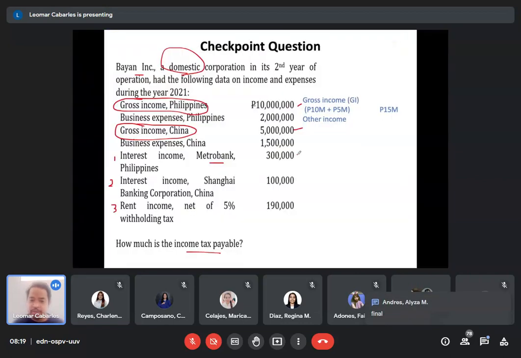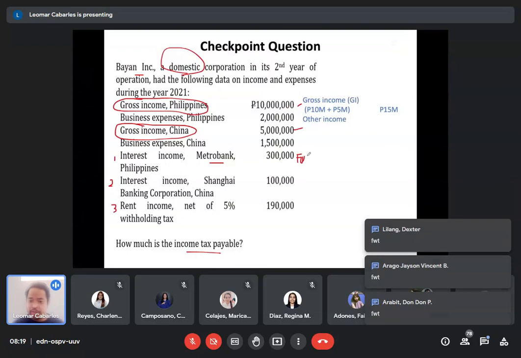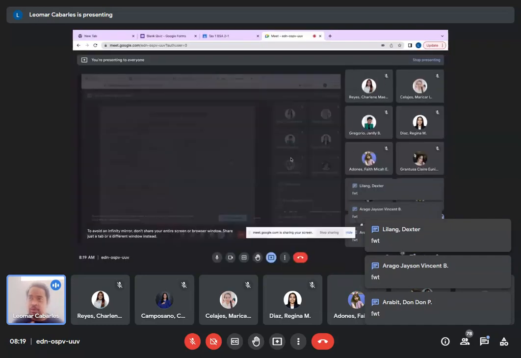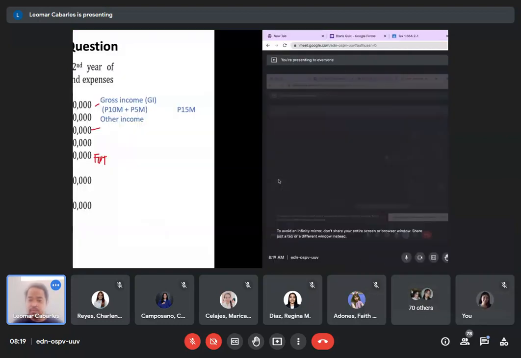So this is subject to final withholding tax. And remember, pag na-final withholding tax na yan, you don't anymore include that in your ITR. Or you have to ignore na this one. No? Okay?